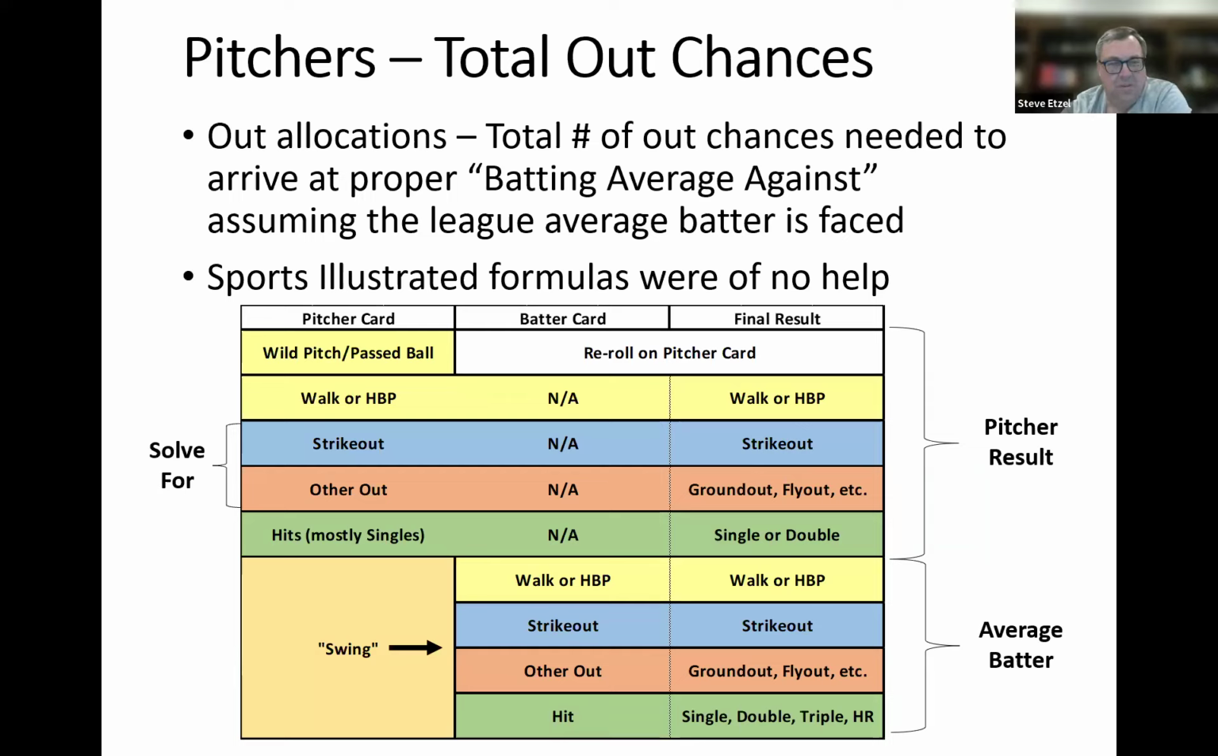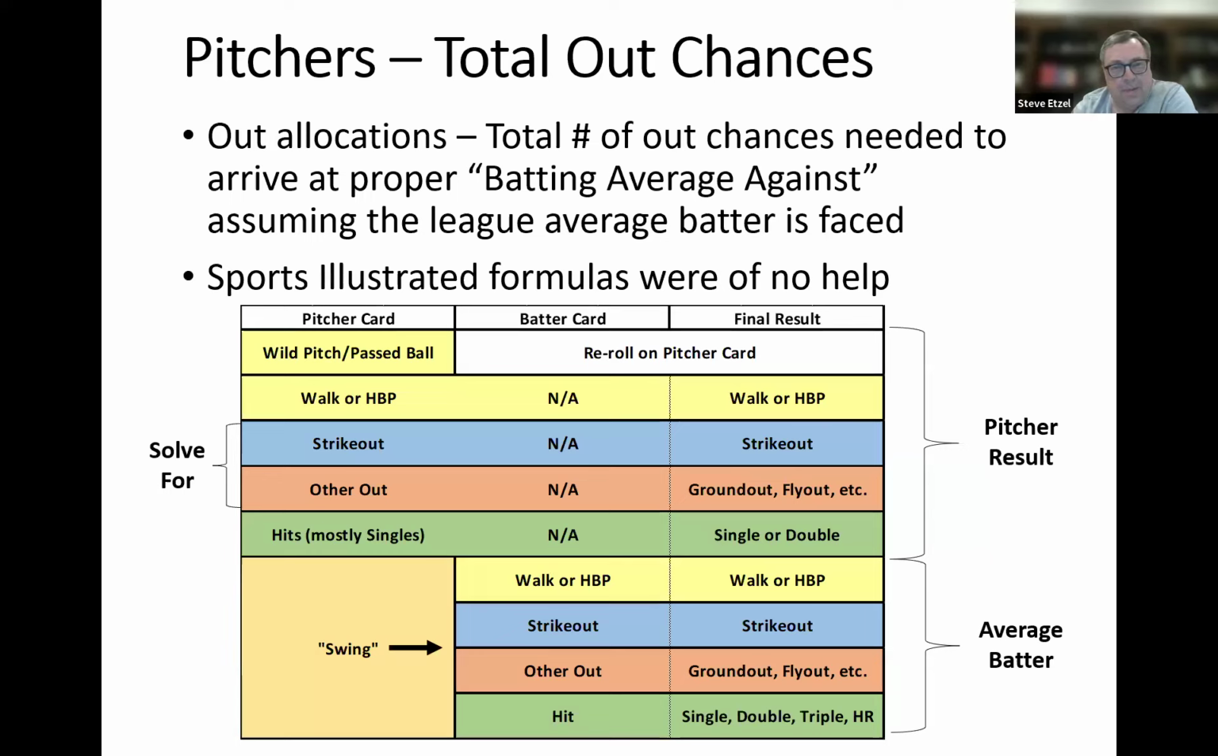But then, how many outs should I put on the pitcher card? And essentially what I needed to do conceptually is put enough outs on the pitcher card when combined with hits on the pitcher card, and when combined with the times that the result came off the batter card, to make his batting average against work out. And I thought about this for a couple of days, like how am I going to do that? And then once I do it, how am I going to split the outs between strikeouts and other outs? So I thought about this for a couple of days. I was scribbling in my notebook.